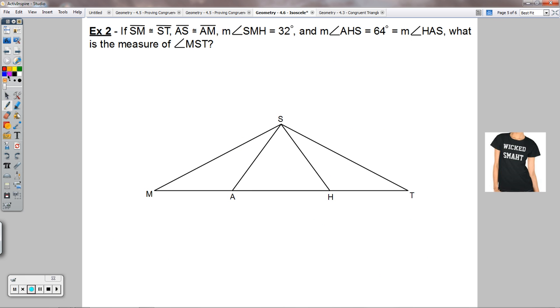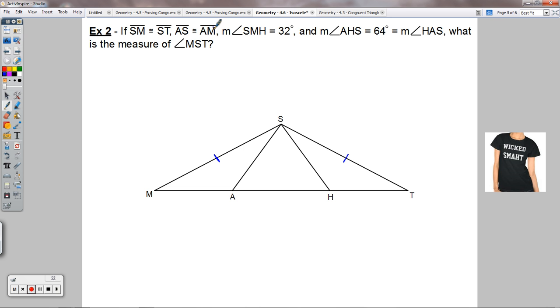Looking at now example 2, I think you're going to feel wicked smart after doing this one. It's going to bring together a lot of things we've been learning throughout the last couple of chapters especially. So let's start with what we're given here. We're given this information. If segment SM is congruent to segment ST, so I'm going to use my normal color for this. So SM is congruent to ST. All right. That's true. What else is true here?